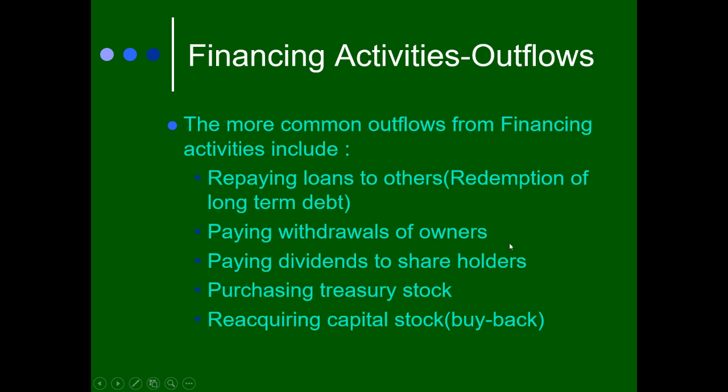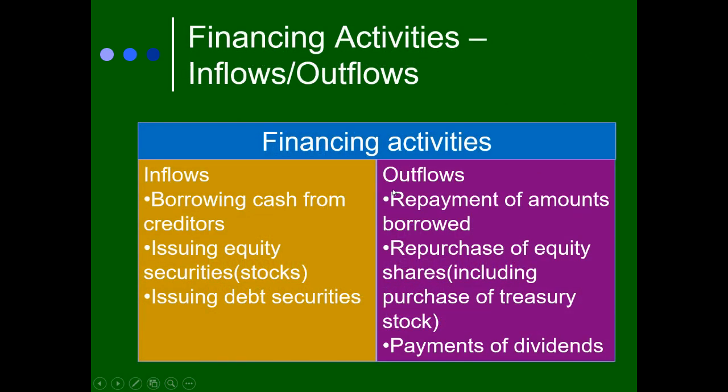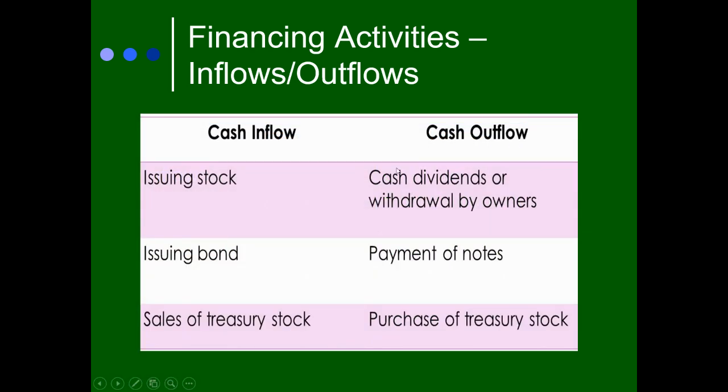The more common outflows from financing activities include repaying loans to others, redemption of long-term debt, and paying withdrawals of owners. These are drawings from the owners, so they draw out money and you have to pay out cash. Also paying dividends to shareholders if this is a corporation, and purchasing treasury stock or capital stock buyback. So this is the summary for the inflows and also outflows under the financing activities.